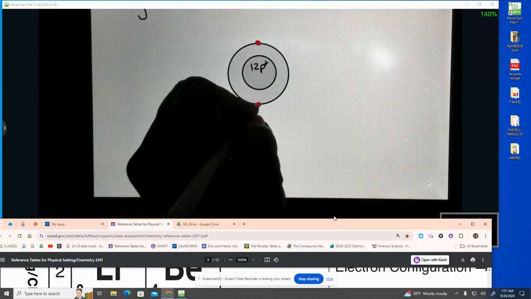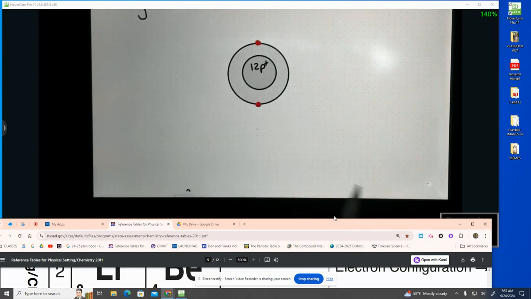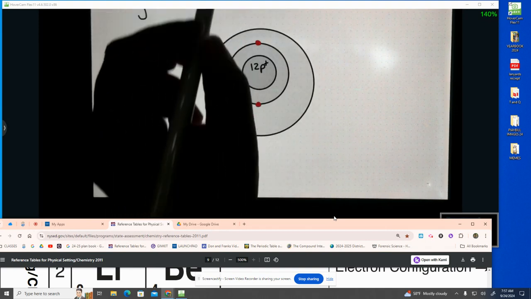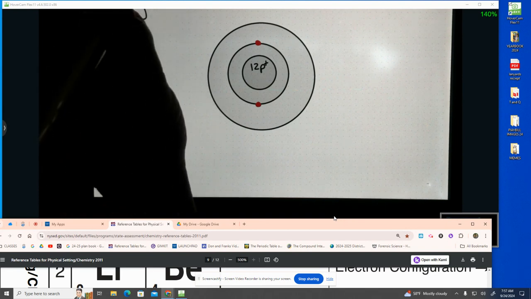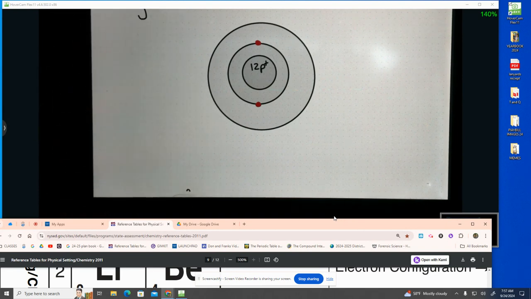So in the first energy level, how many electrons am I going to put on there? 2. And I'm going to put one on the top and one on the bottom because they're negative and they want to be as far apart from one another as possible. All right, on the second ring, how many do I want to put on there? 8. Okay? Somebody tell Kyle how we put those on there.